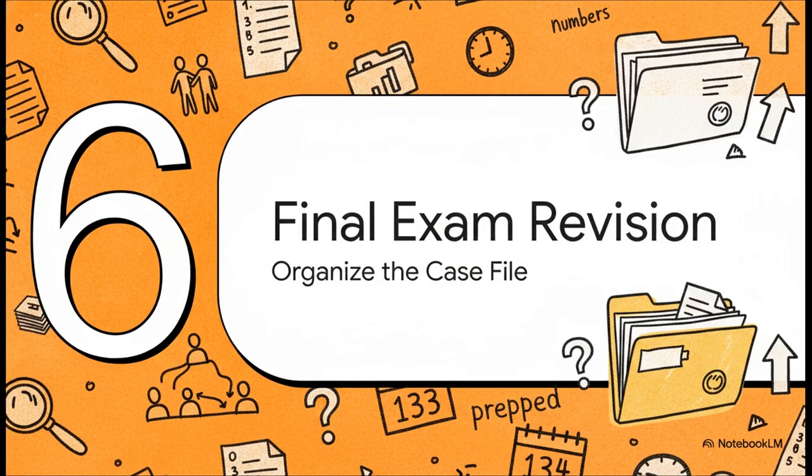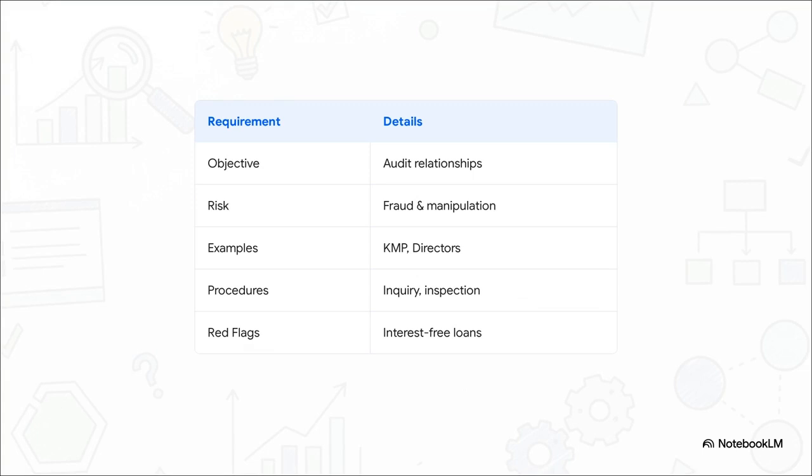Section 6, Final Exam Revision. We've gathered all our clues, we know our numbers, we know our people. Let's organize this case file so you are 100% prepped for exam day. Take a mental snapshot of this slide, as it's your ultimate quick revision checklist for SA 550, directly recreating the table from your ICAI material.